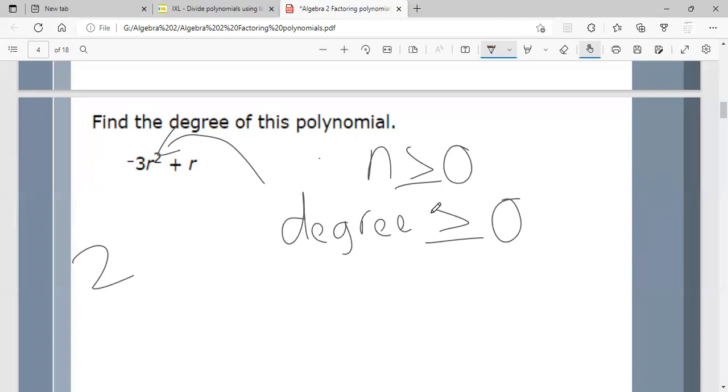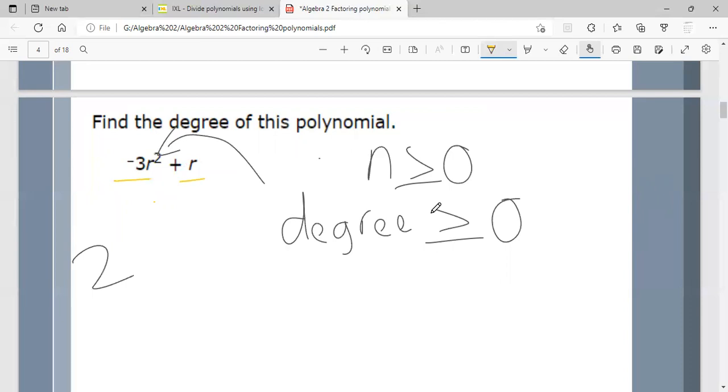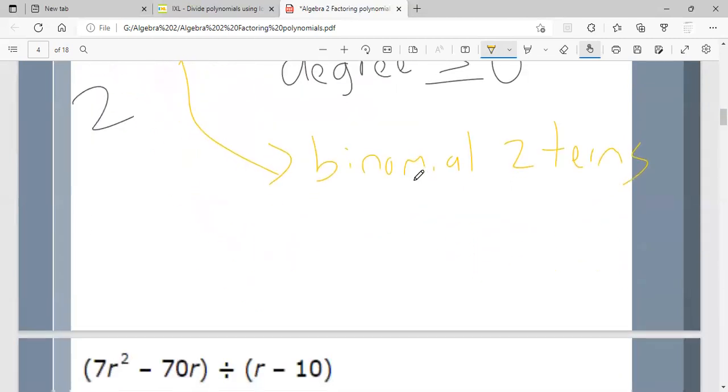Also, it is a binomial because it has 2 terms, 1, 2. Because it has 2 terms, it's a binomial. Two terms. And that's going to be essential for your quiz that you must be aware of. All right, let's go ahead and proceed on.